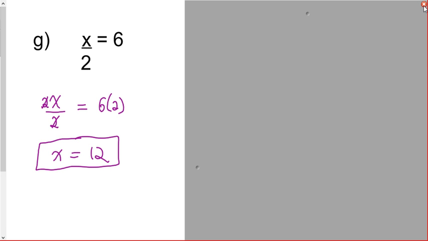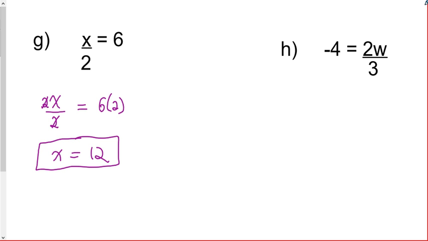Okay, your turn. Let's give this one a try. Oof, this one's a little tricky. I want you to take a moment and just give this one a shot. You're dealing with 2 different operations here.